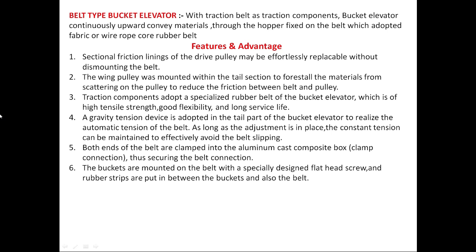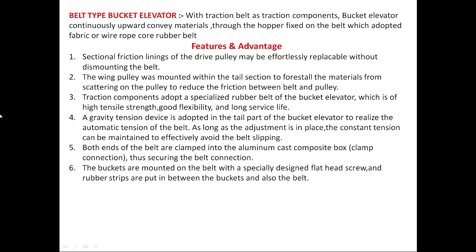The wing pulley is mounted within the tail section to forestall the materials from scattering on the pulley, to reduce the friction between belt and pulley. Traction components adopt a specialized rubber belt of the bucket elevator, which has high tensile strength, good flexibility, and long service life. Fourth point, a gravity tension device is adopted in the tail part of the bucket elevator to realize the automatic tension of the belt.